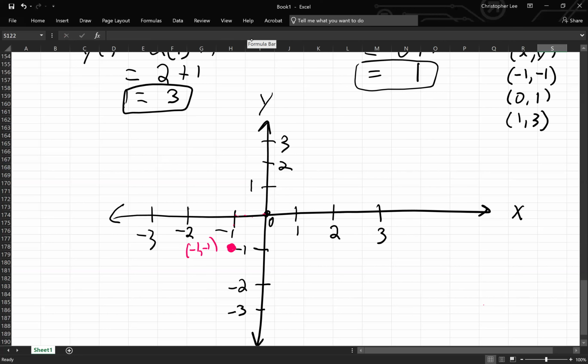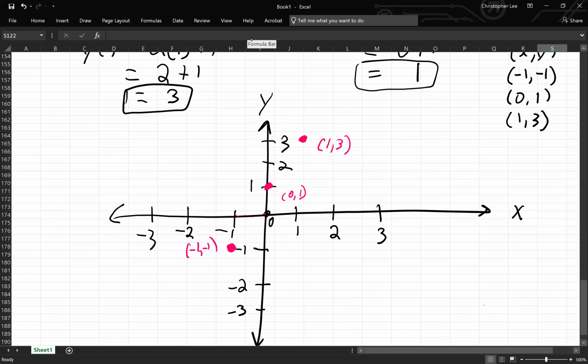-1, comma, -1. Next, I want to go across the x-axis to 0, go up to 1, right here. So this is the point 0, comma, 1. Last, I want to go to where 1 and 3 intersect, right here. And this is the point 1, comma, 3.